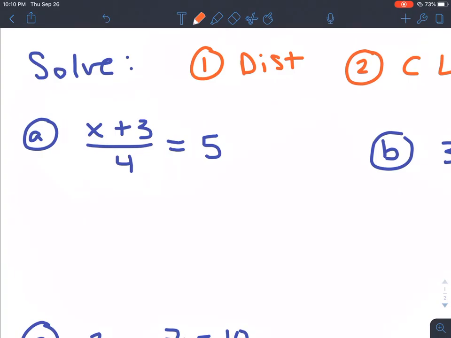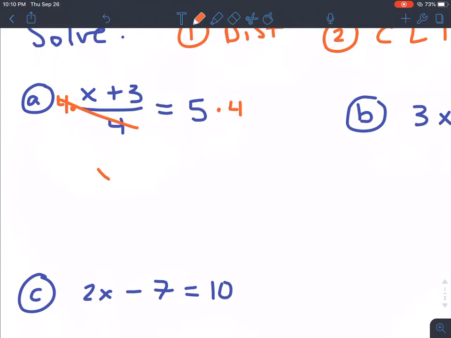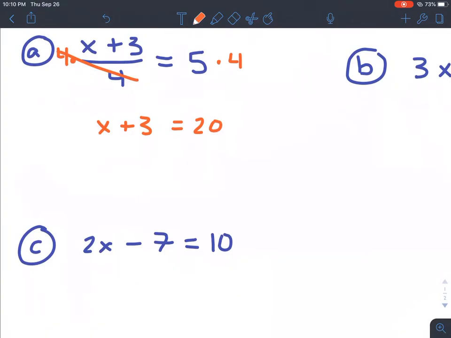So when that happens, this is an example where you want to clear the denominator. It's just going to make things a little bit easier because x plus 3 will be all alone and we don't have to deal with fractions anymore. So you'll get x plus 3 equals 5 times 4, which is 20. Again, we multiplied both sides by 4 to undo the division by 4 we had going on. And then all I have to do is subtract 3 from both sides to get my x value, which is 17.